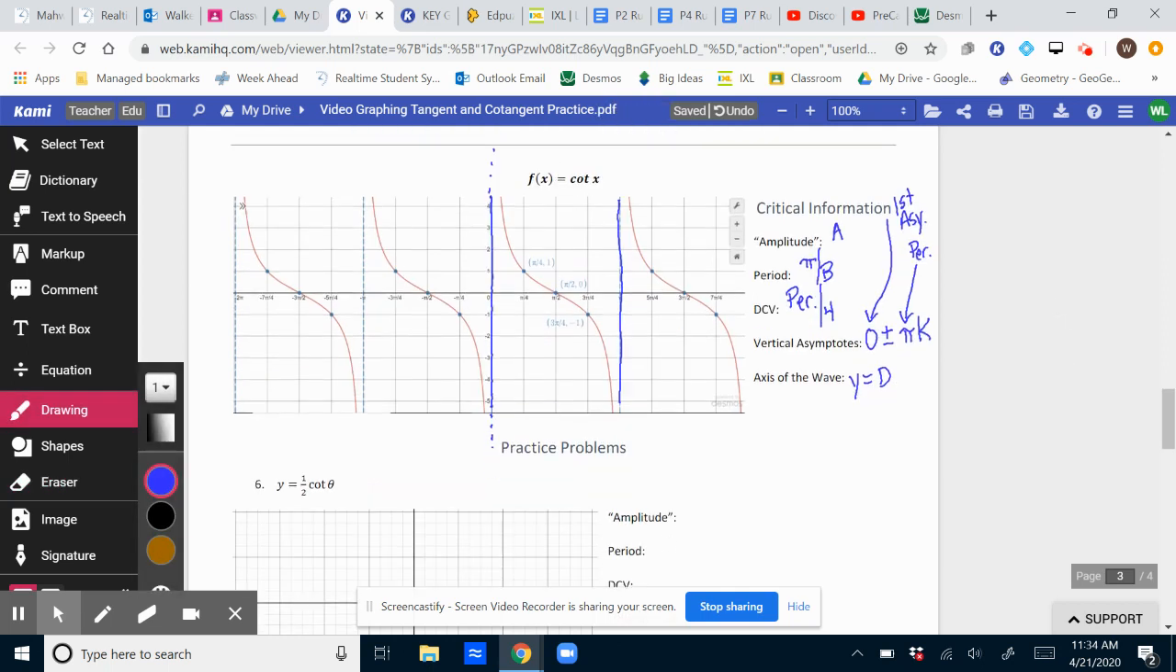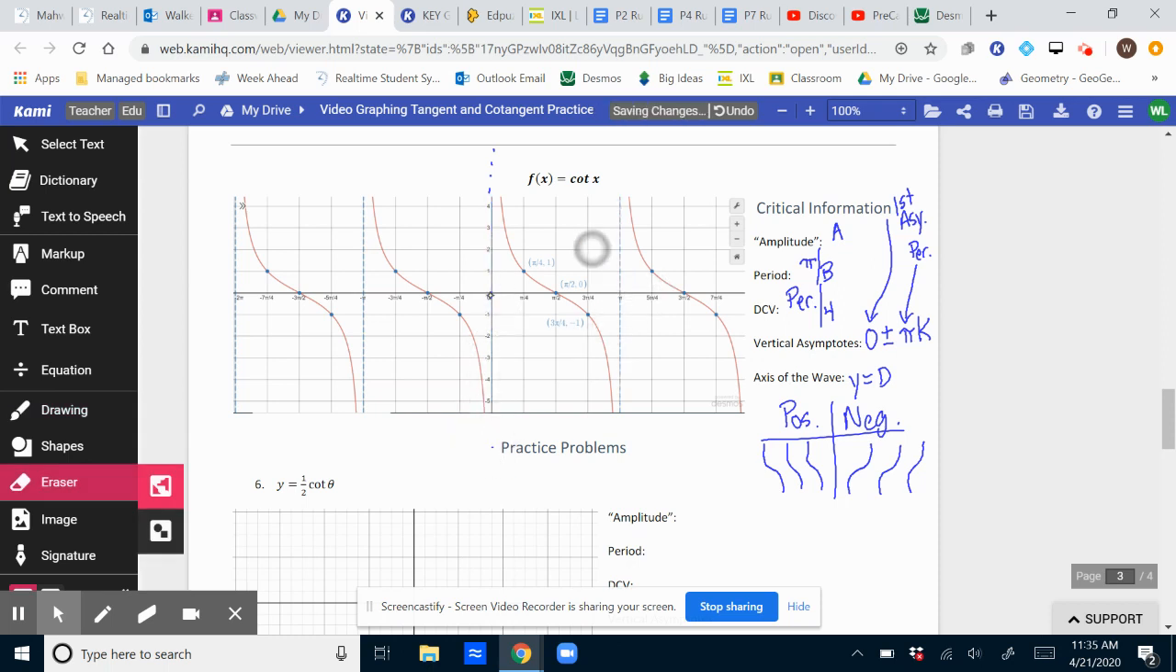All right, and then the other thing that's different about cotangent is it's the opposite. Okay, so when cotangent is positive, left to right, it's going down. Negative, left to right, it's going up. So in a way, positive cotangent graphs look like negative tangent, and negative cotangent look like positive tangent. All right, so pause now and finish taking these notes for cotangent if you haven't already.